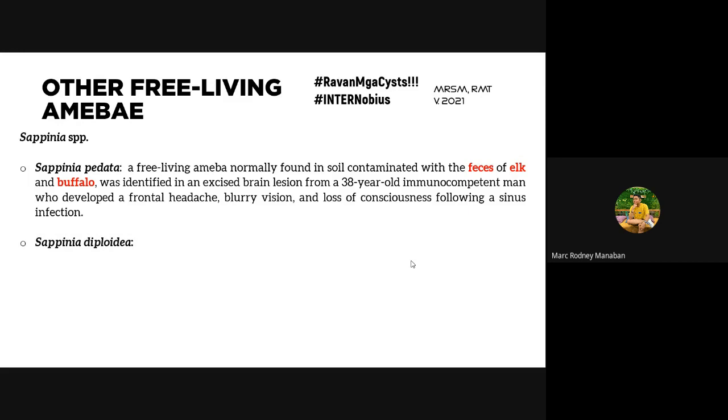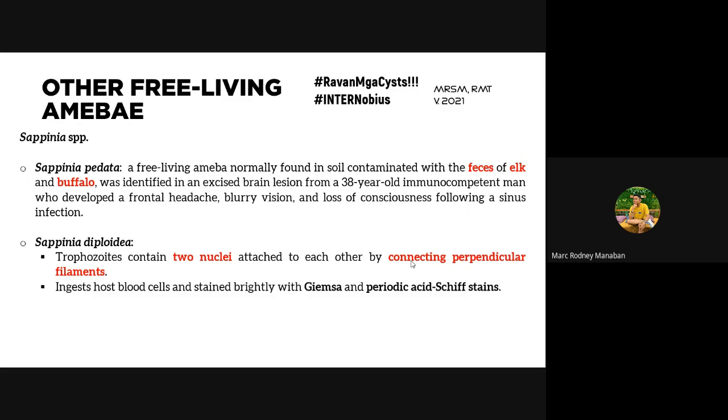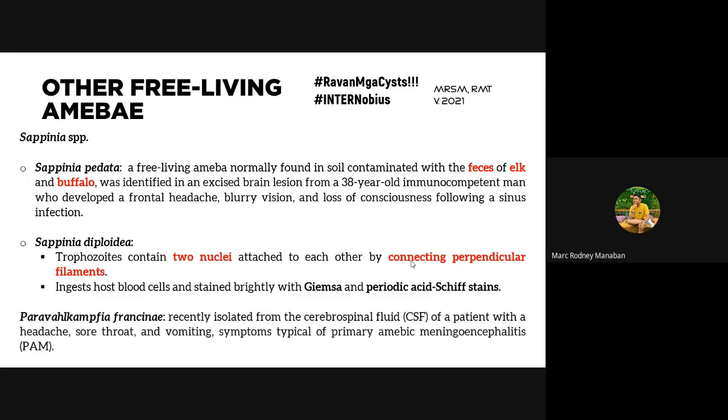The next is Sappinia diploidea. Its trophozoites characteristically contain two nuclei combined with a perpendicular filament, a filament that connects the two nuclei. And it can ingest blood cells and stains brightly with Giemsa or periodic acid-Schiff stains. And the last one is Paravahlkampfia francinae. Again, an isolated case. It was found in the CSF of a patient that had symptoms typical of PAM. They thought it was Naegleria fowleri, but upon examination, it was another type of free-living amoeba, Paravahlkampfia francinae.